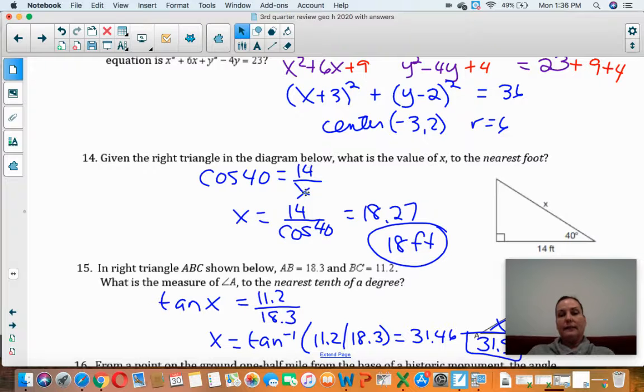So to get x by itself, I divide by cosine of 40. And this goes right into my calculator: 14 divided by cosine of 40. And I get 18.27, which I simplify to 18 feet.